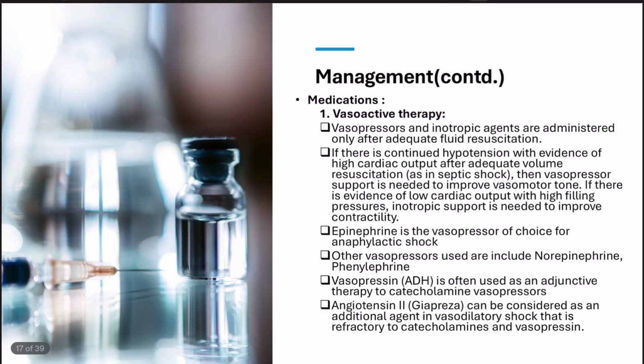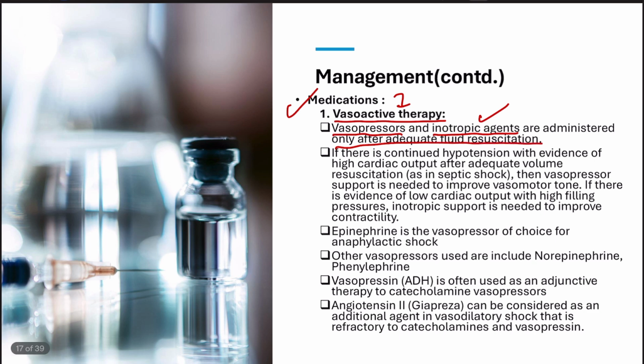Now coming to the fourth category, that is usage of medication. Under medications we have several categories. First we have the vasoactive therapy, which is basically giving vasopressors and inotropic agents. Vasopressors are the ones which constrict the blood vessels, and as a result increase the blood pressure, and inotropic agents help in increasing the contractility of the myocardium. They are to be given only after adequate fluid resuscitation has been done, not before that.